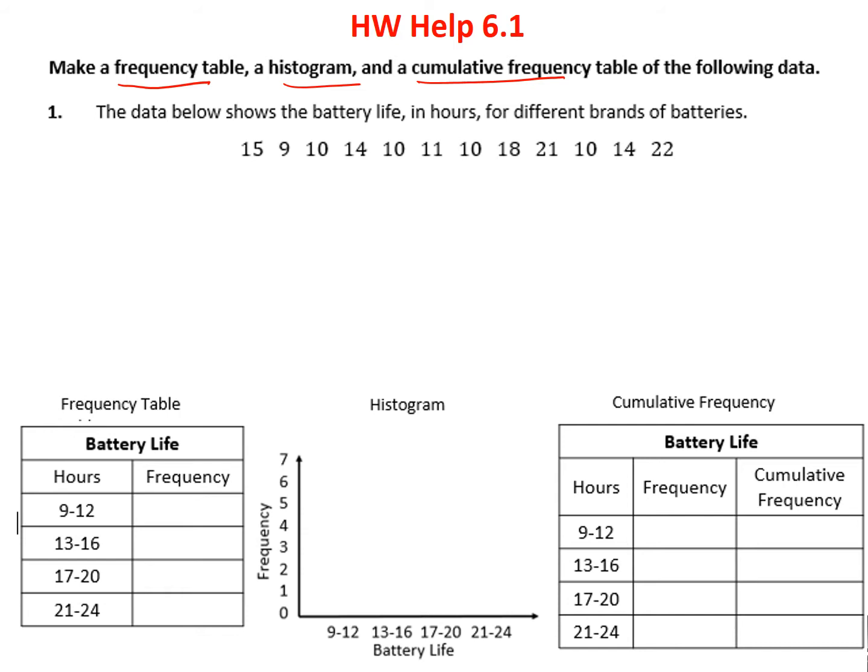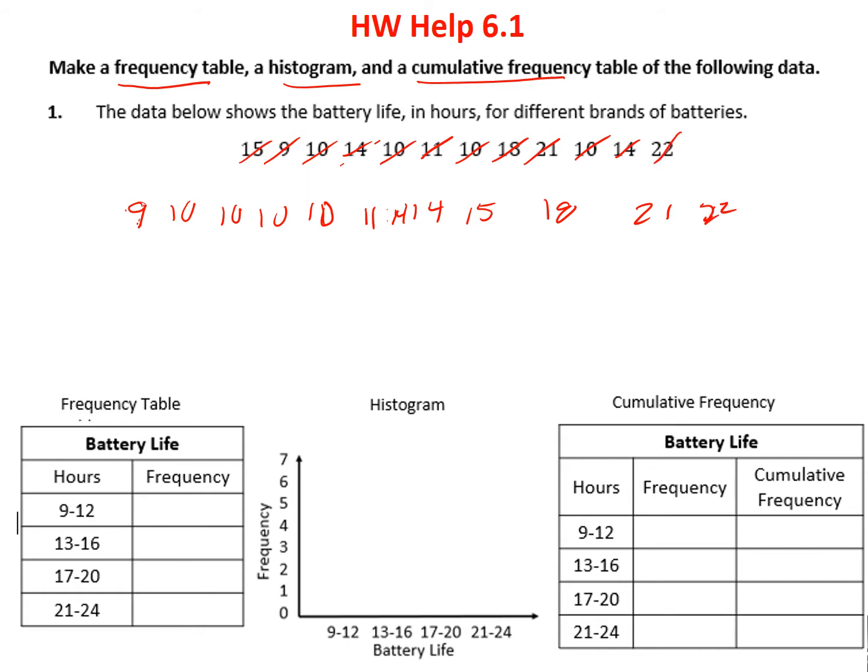So for example, I might start here and say, okay, 15. So I'm going to write 15. I'm going to say 9. You just got to kind of make room for it. Doesn't always work out. 10. 14. Another 10. An 11. Another 10. An 18. A 21. Another 10, well, let me change that to a 10 and make that an 11. Another 14, squeeze that in there, and then a 22.